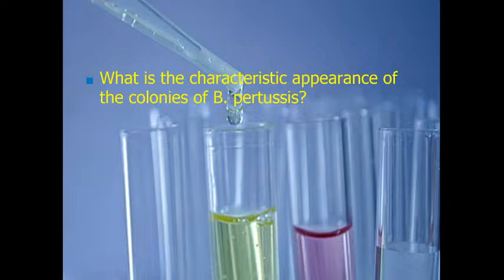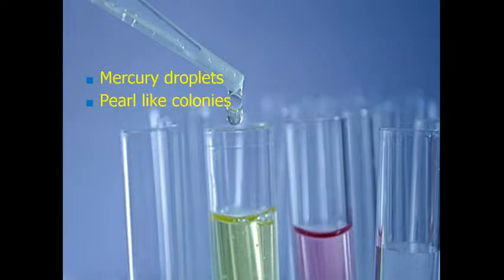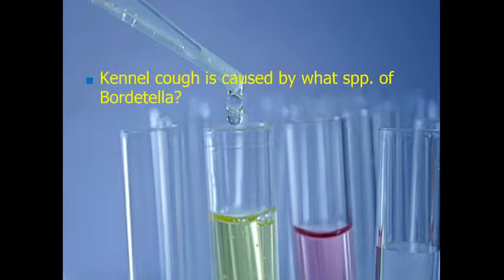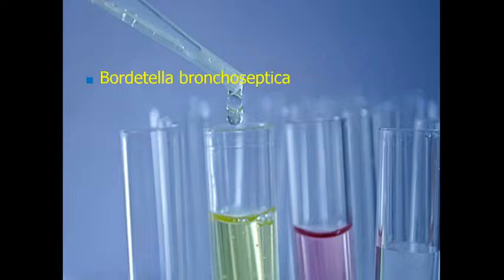Characteristic appearance of the colonies of Bordetella pertussis. I think everybody knows the answer. Mercury droplets or pearl-like colonies. Okay? Pearl-like with the hyphen. Please correct that one. Now, kennel cough is associated with what species of Bordetella? I think I mentioned it before, but just to be sure, it's Bordetella bronchoseptica.